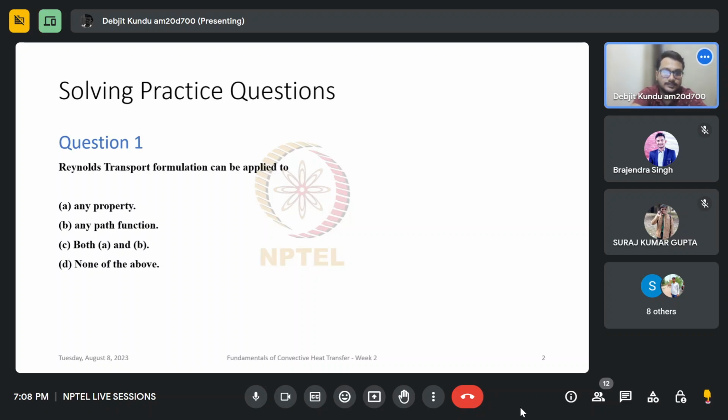So now this question, question number 1 of today's session, is related to that Reynolds transport theorem. It is asking us to what quantities it can be applied. Is it option A, any property? Option B, any path function? Option C, both A and B, that is any property as well as any path function? Or is it option D, none of the above?